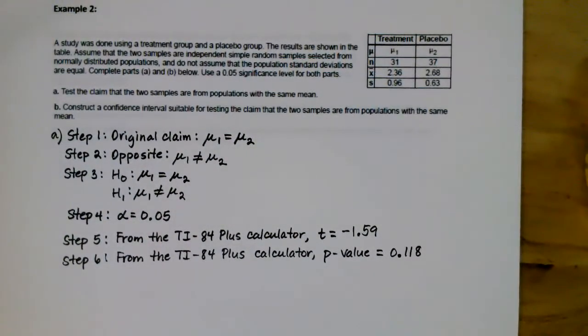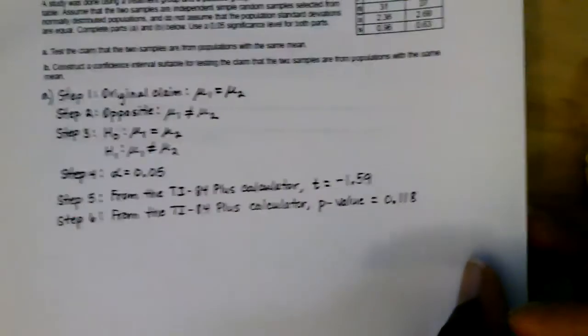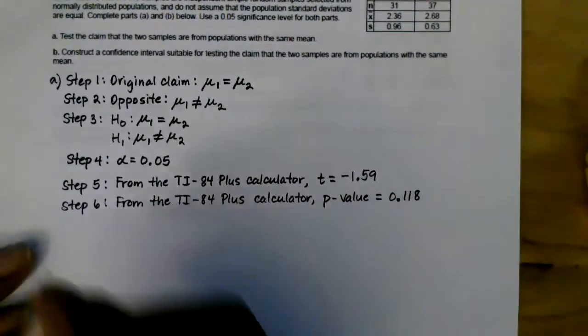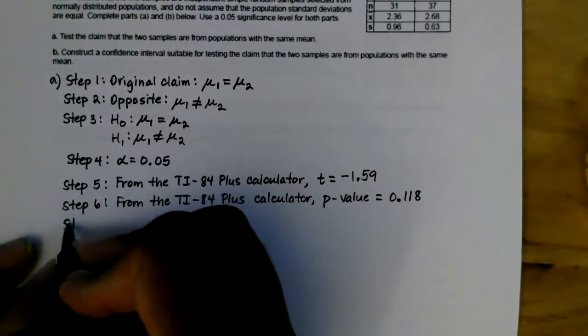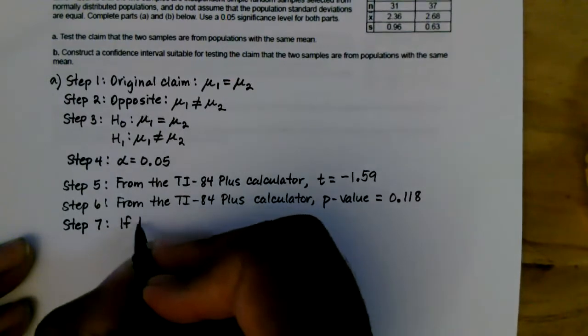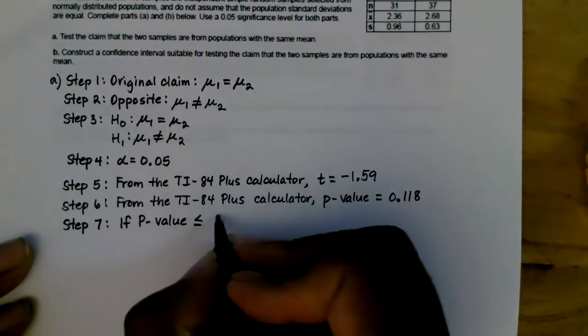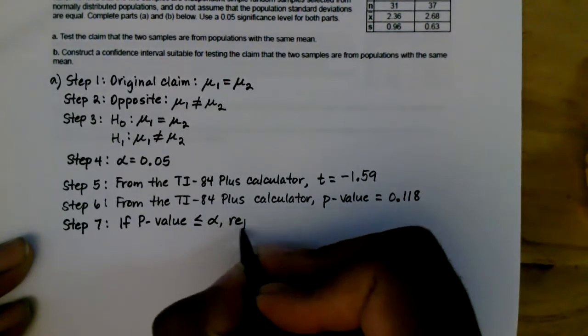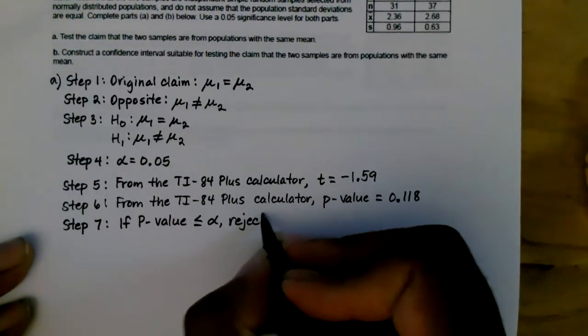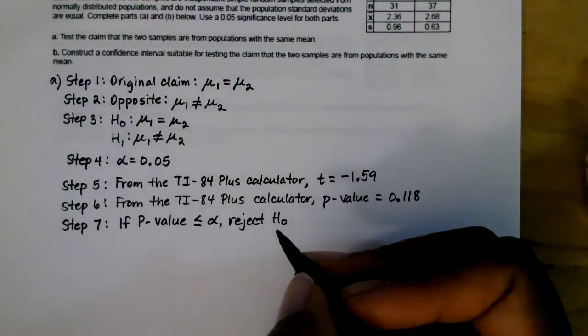Okay. So that's step number 6. All right, now step 7. Step number 7 is our decision rule, and that's going to be this. If our p-value is less than or equal to alpha, we want to reject the null hypothesis. Otherwise, fail to reject the null hypothesis.